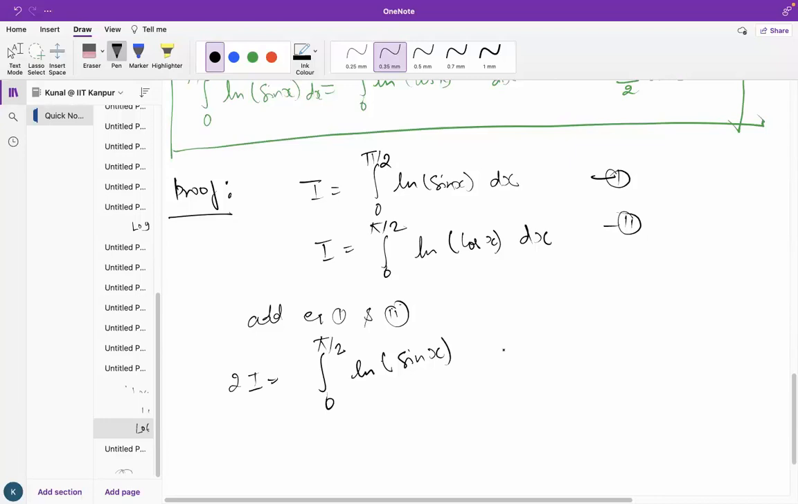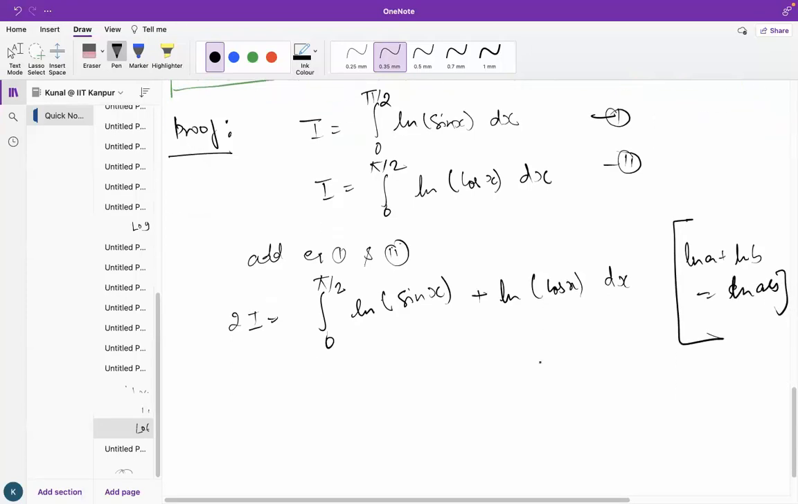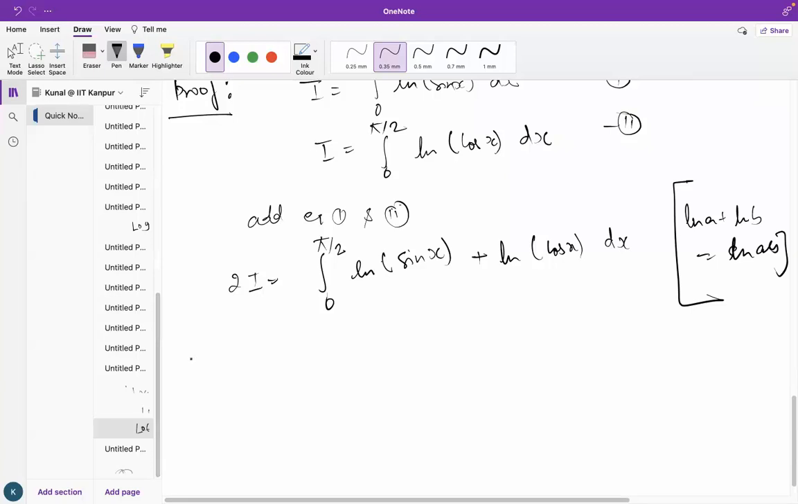I just actually added both of these. So what we get? Ln of sin x plus ln of cos x. And we know that ln of a plus ln of b is equal to ln of ab. Just a small property. So 2I is equal to, this is the property that we are applying here, the integral from 0 to pi by 2, and it looks like ln of sin x dot cos x.